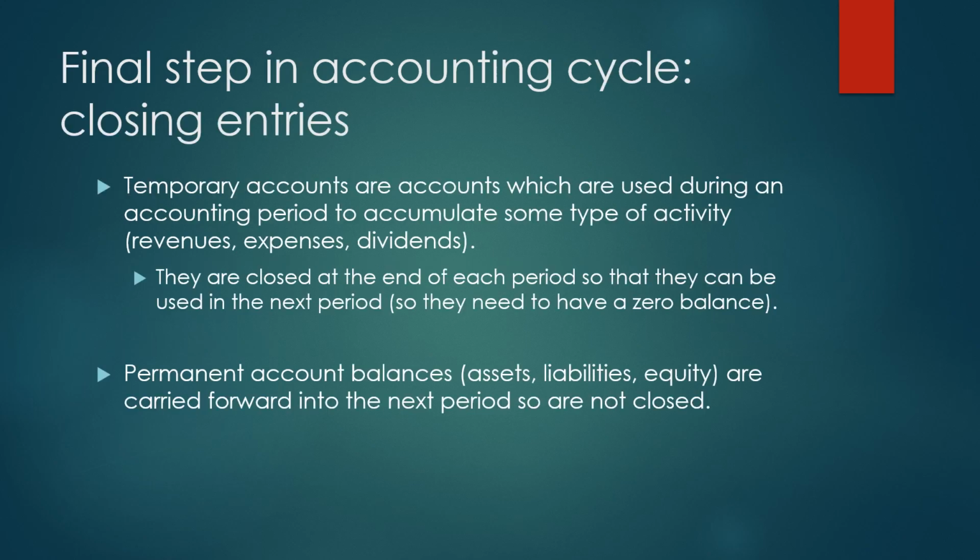The final step in the accounting cycle is closing entries. You don't have to do these entries, but we want to review them. Temporary accounts are accounts which are used during an accounting period to accumulate some type of activity. So revenues, expenses, and dividend accounts are examples of temporary accounts. They need to be closed at the end of each period so that they can be used in the next period. They need to have zero balances going into the subsequent accounting period. Permanent account balances are asset, liability, and equity accounts that are carried forward into the next period, so they are not closed.